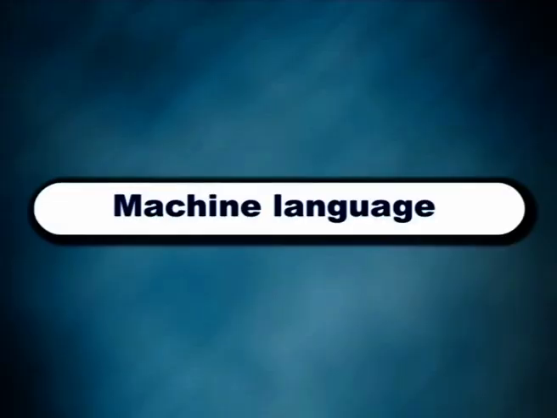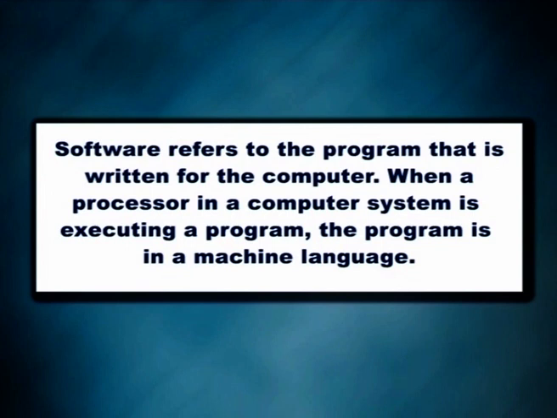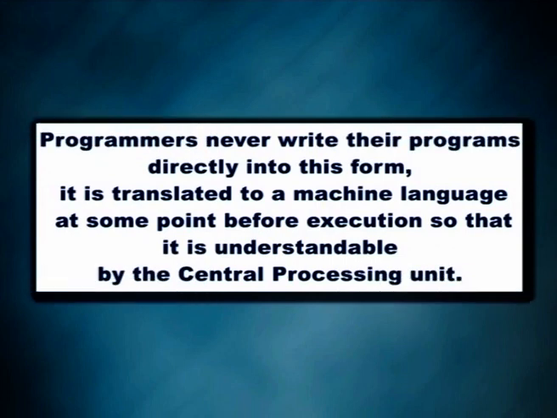Okay, first of all, we will discuss about machine language. Software refers to the program that is written for the computer. When a processor in a computer system is executing a program, the program is in a machine language. However, programmers never write their programs directly into this form.